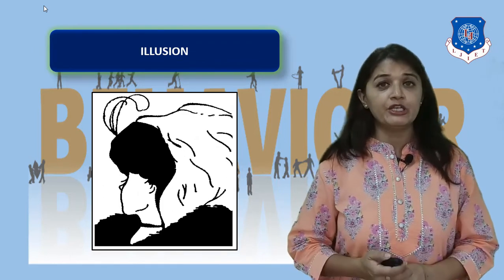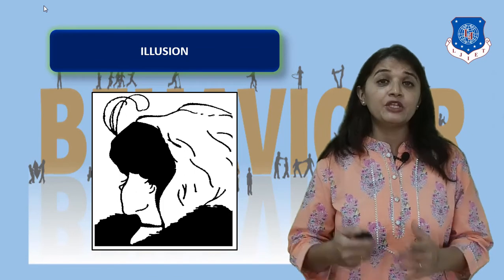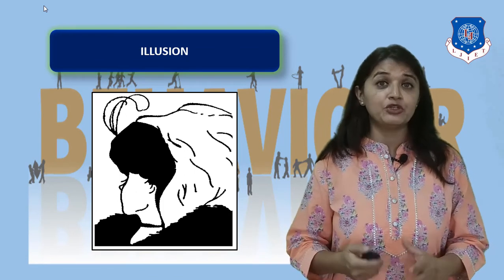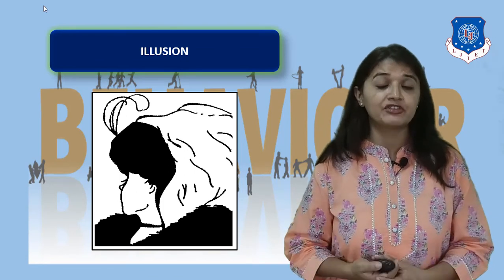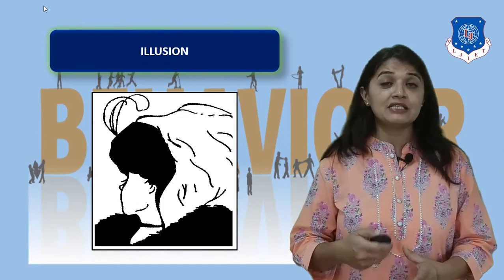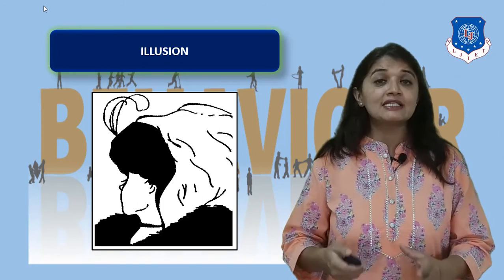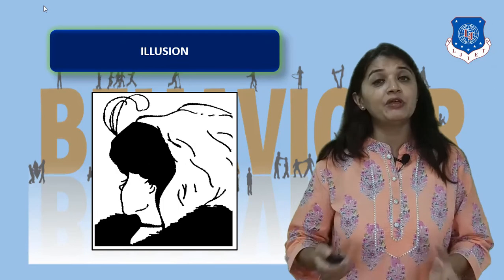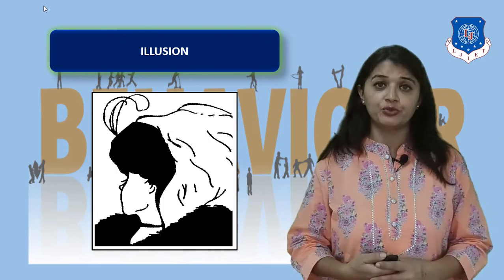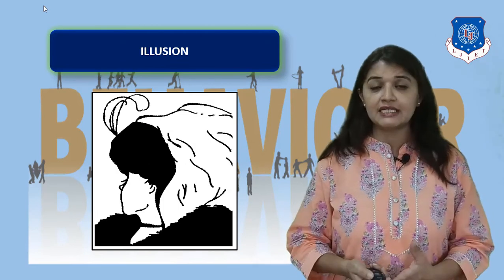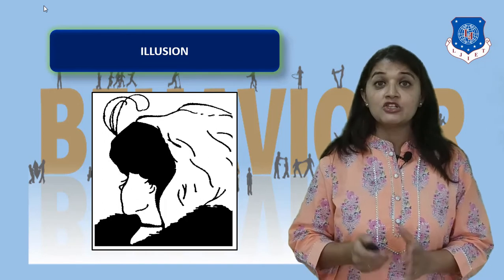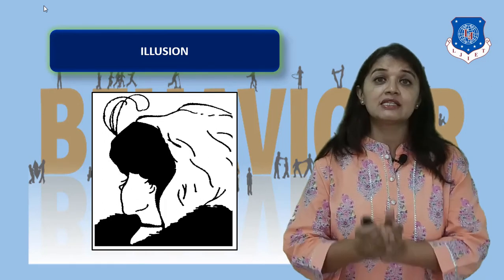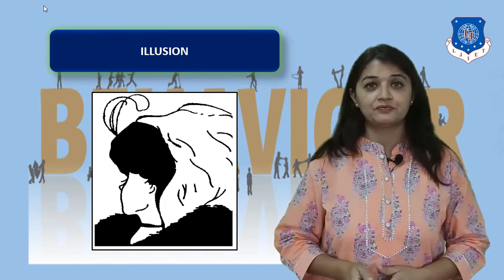Another example of illusion is when you are in a desert or on a road on a summer afternoon, you may see a mirage. That is an illusion created by the refraction of light, and you may feel that there is water ahead of you, but in reality there is no water. So this illusion is an error in perception.